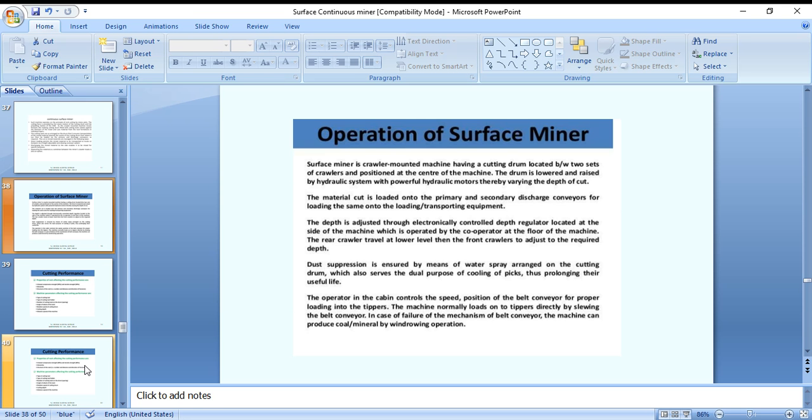Dust suppression is ensured by means of a water spray arranged on the cutting drum, which also serves the dual purpose of cooling the picks, thus prolonging their useful life. The operator in the cabin controls the speed and position of the belt conveyor for proper loading into the tipper. The machine normally loads the tipper directly by swinging the belt conveyor. In case of failure of the mechanism of the belt conveyor, the machine can produce coal or mineral by windrowing operations.